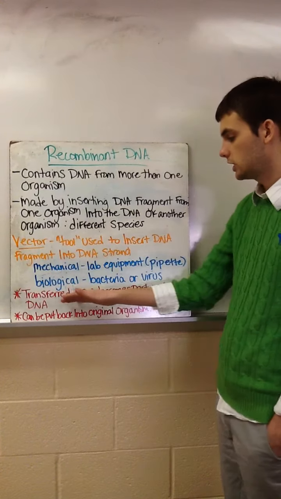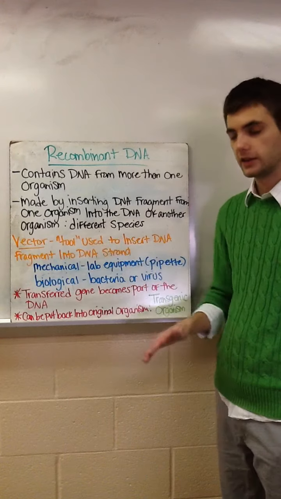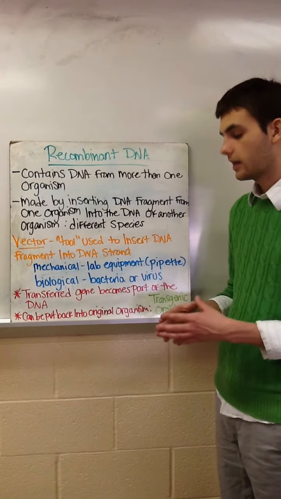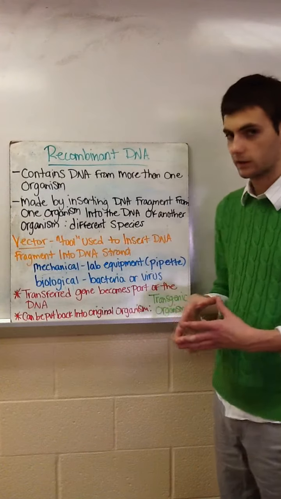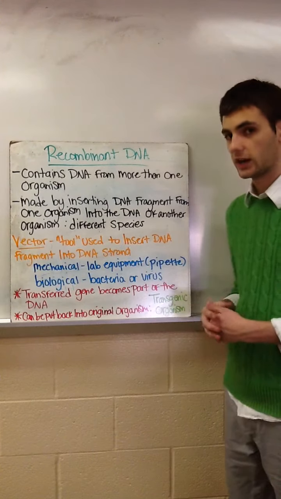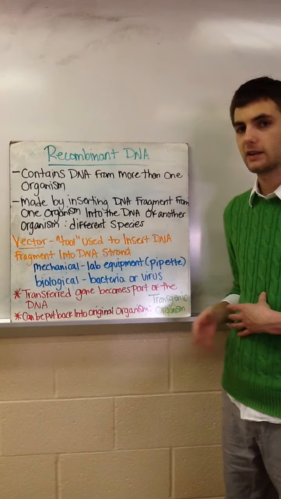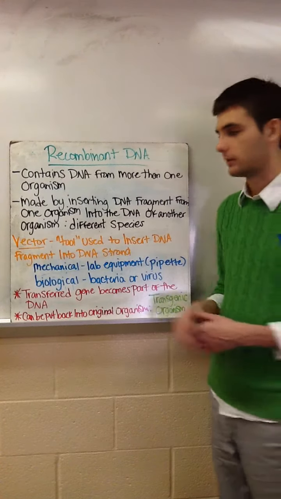The transferred gene will become part of the DNA, and that can then be put back into the original organism. And that's when you get a transgenic organism, or an organism that contains DNA from more than one species.